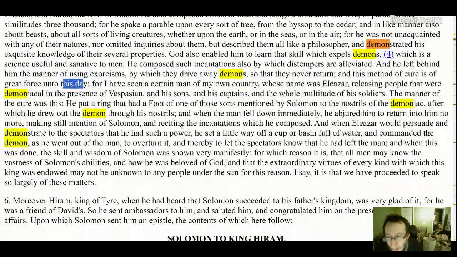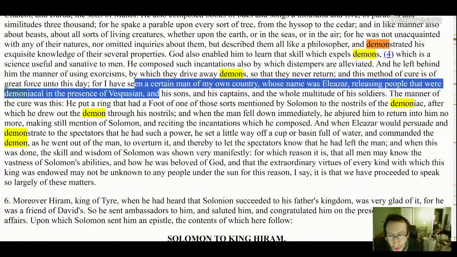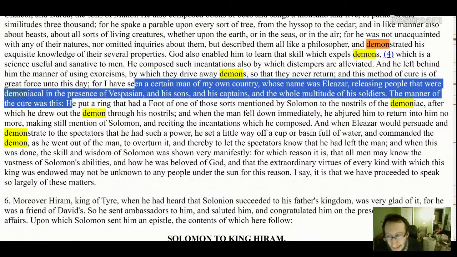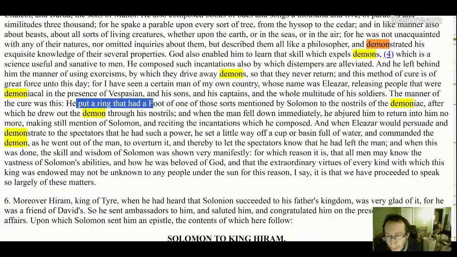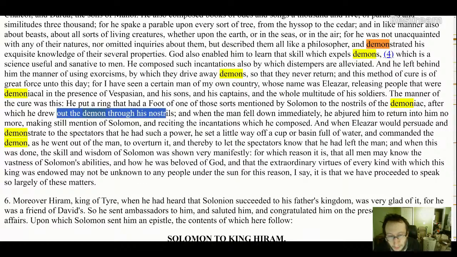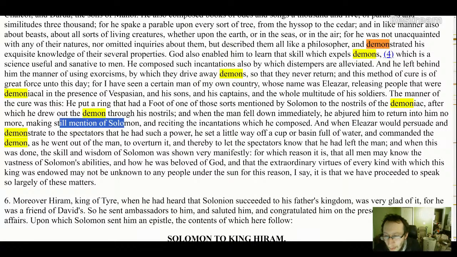Then he gives an account of how a Jew cast out a demon using Solomon's instructions. It says the man put a ring that had a root, one of those sorts mentioned by Solomon, to the nostrils of the person who was demon possessed. After which he drew out the demon through his nostrils, and when the man fell down immediately, he abjured him to return into him no more, making still mention of Solomon, and reciting the incantations which he composed.